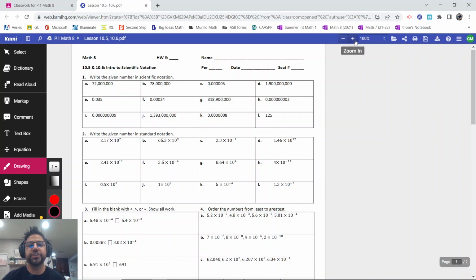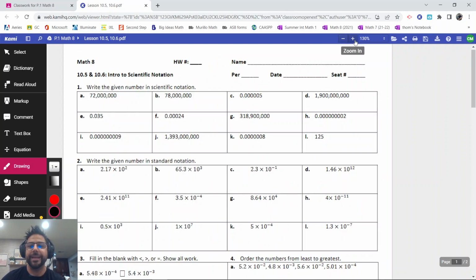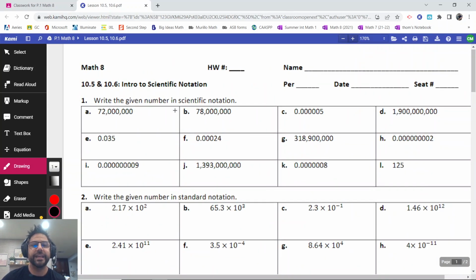All right, so your worksheet here, you've got some really basic ones. It says write the given number in scientific notation. All you got to do is move your decimal point. Right away, you should notice, okay, letter A, that's a really big number, so that's a positive exponent. But letter E, that's a really small number, negative exponent. Notice how it was always like times 10.